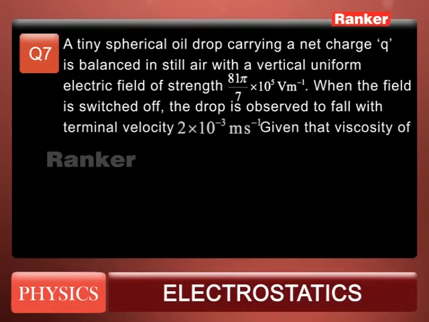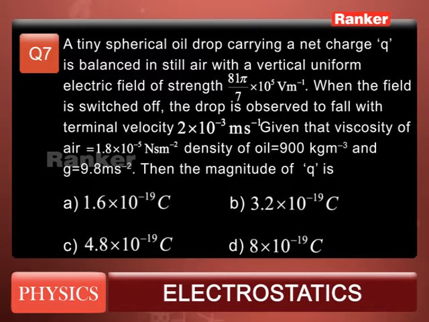Let us switch over to problem number 7. A tiny spherical oil drop carrying a net charge Q is balanced in still air with a vertical uniform electric field of strength 81 pi by 7 into 10 power 5 volt per meter. When the field is switched off, the drop is observed to fall with terminal velocity 2 into 10 power minus 3 meter per second. Terminal velocity has been provided to us.